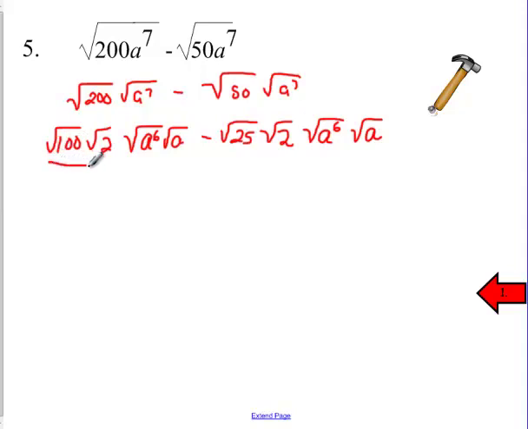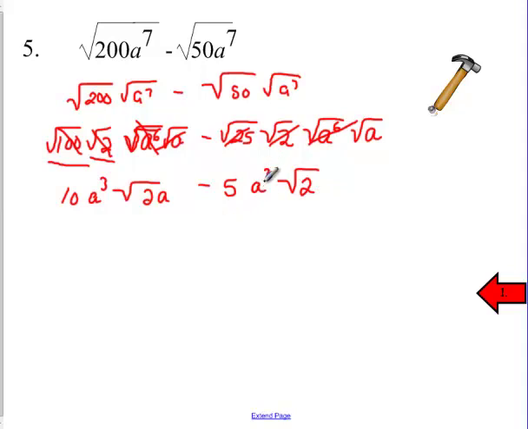Square root of 100 is 10. I can't take the square root of 2, so that stays in the square root sign. The square root of a to the 6th is a cubed, so that goes out front. And I can't take the square root of a, so that goes onto the radical. Square root of 25 is 5. Square root of 2 I can't do, so it stays in a radical. And the square root of a to the 6th is a to the 3rd. And radical a stays under the radical.